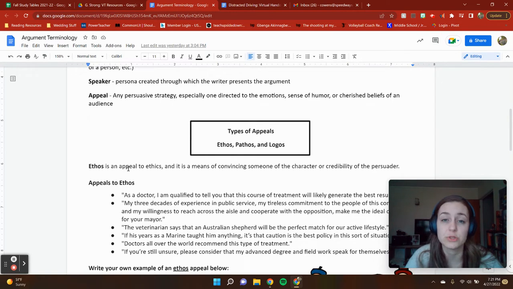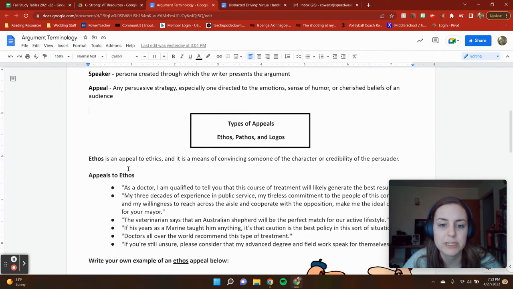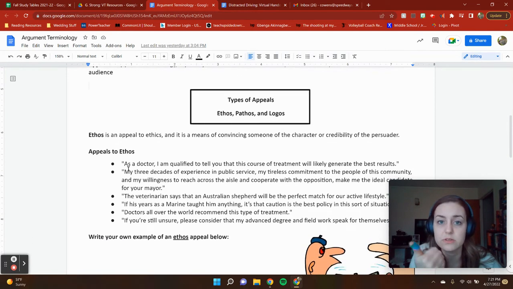You're going to be talking about these three types of appeals. They sound fancy because they're Latin words, but they're really not that fancy. So the three types of appeals are ethos, pathos, and logos. All three of these are used to try to convince people of something or make them do something.